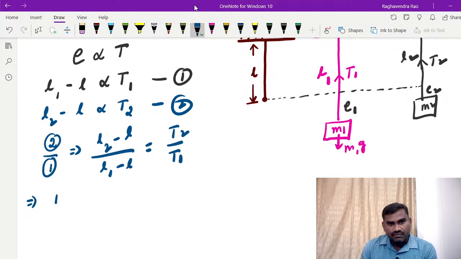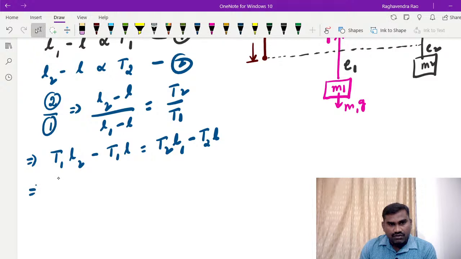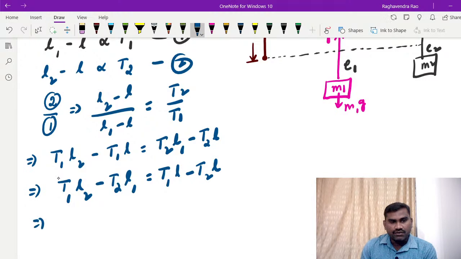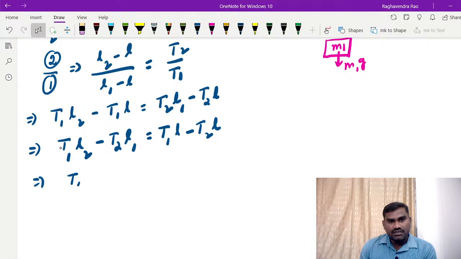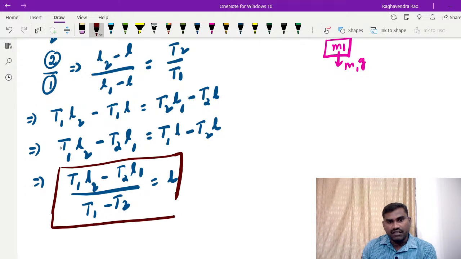That implies T1 L2 minus T1 L is equal to T2 L1 minus T2 L. Now that implies we can bring this side: T1 L2 minus T2 L1 is equal to, we need to bring this side, T1 L minus T2 L. Now this implies L is common, so T1 L2 minus T2 L1 by T1 minus T2 is equal to L. So this is the expression for the natural length of the wire.